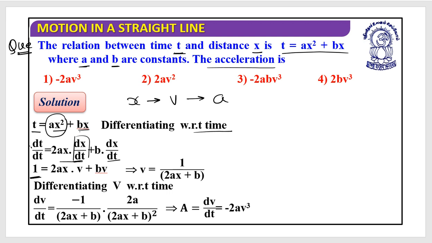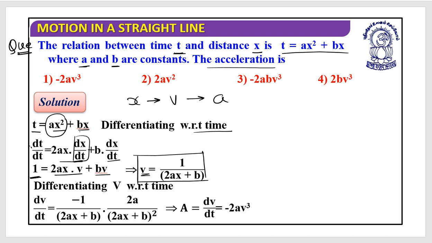What do we call dx by dt? It's v. So it's 2ax into v plus b into v. So this is v is equal to 1 by 2ax plus b. Now this is just the velocity, and you need to reach up to the acceleration.